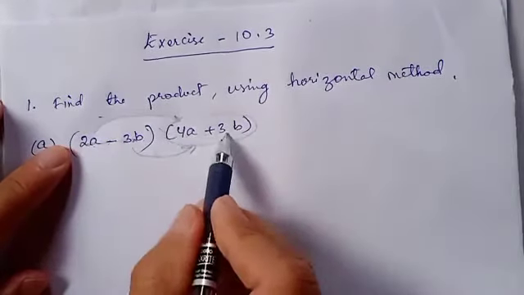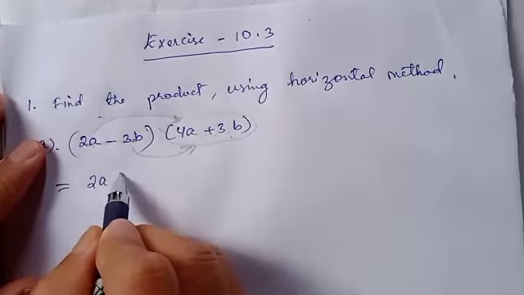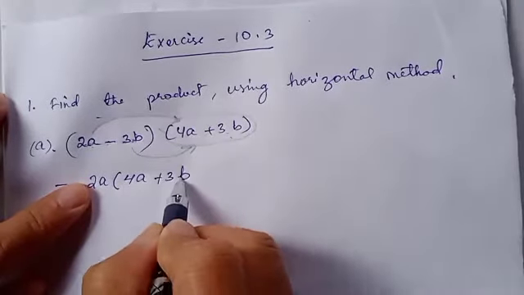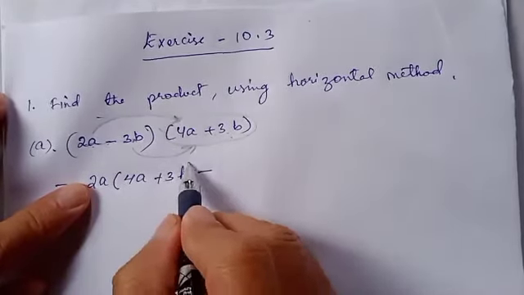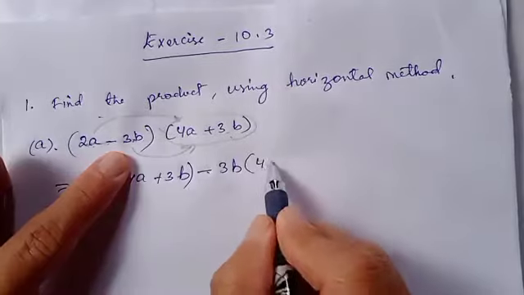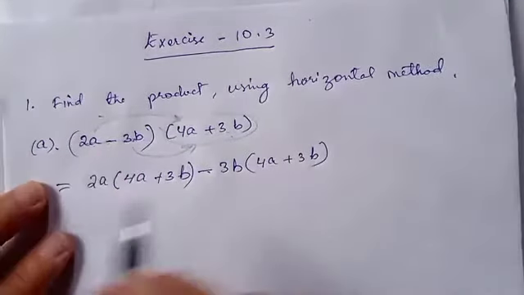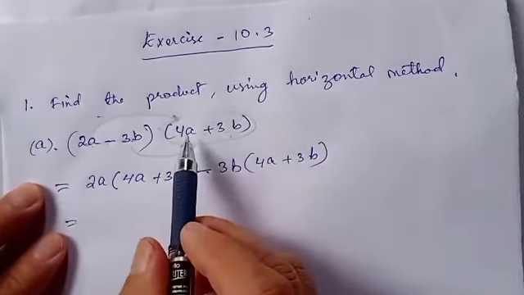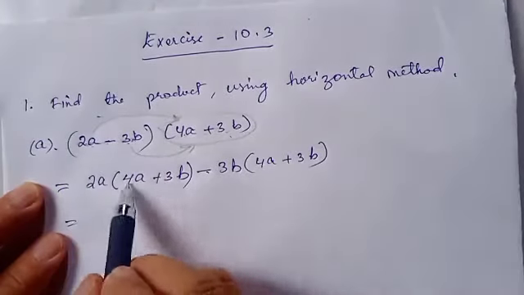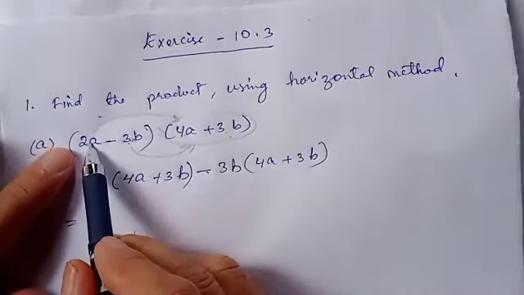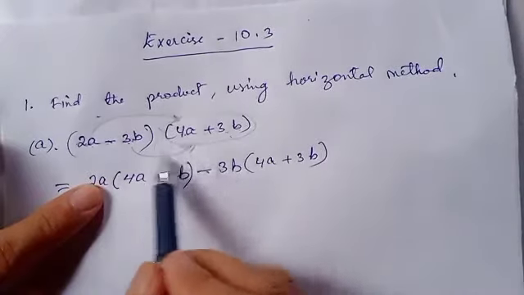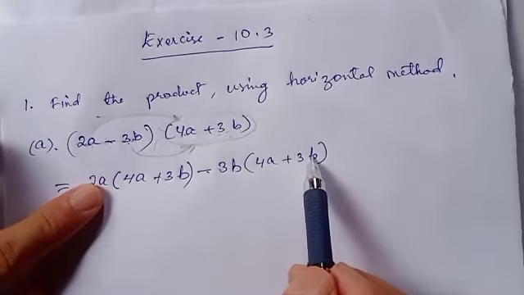First, let's multiply 2a into 4a plus 3b. 2a into two terms, so you write inside the bracket: 2a into (4a + 3b), this is the first group. Now minus, again 3b into (4a + 3b). Got it? I'll repeat, we have to multiply this second binomial by both terms 2a and 3b turn by turn. So 2a into 4a plus 3b, minus 3b into again 4a plus 3b. Got it?